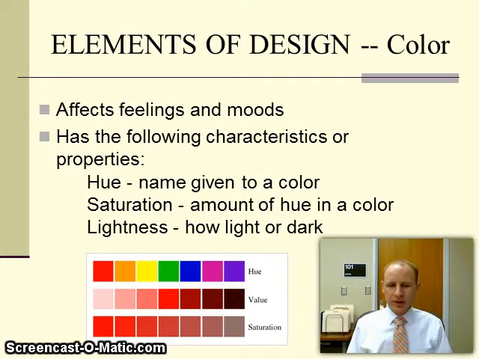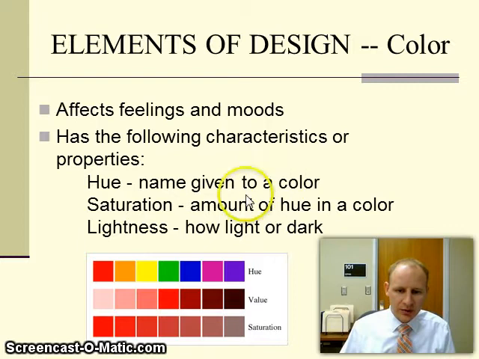When we talk about color, there are 3 different characteristics or properties that we can use to identify color. We have the hue, which is the name given to a color. Along here you can see red, orange, or yellow. That's a specific color. Then we also have the saturation, which is the amount of hue in the color. On the bottom row here, you can see it going from a full red to a little less red, a little more gray in there. So it deals with the amount of hue.